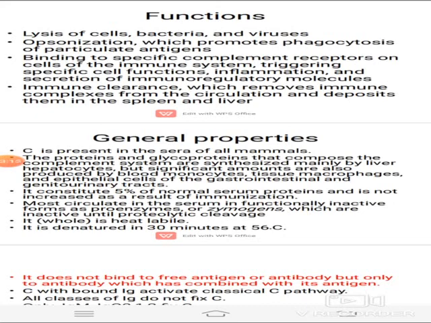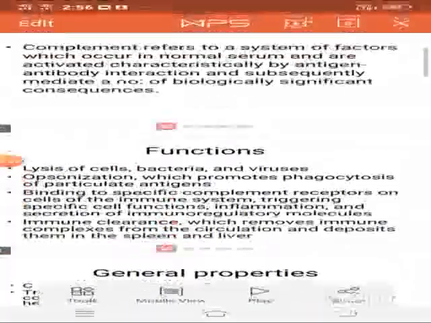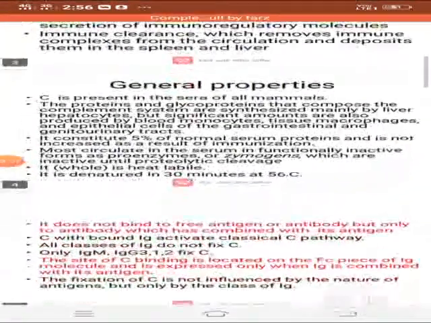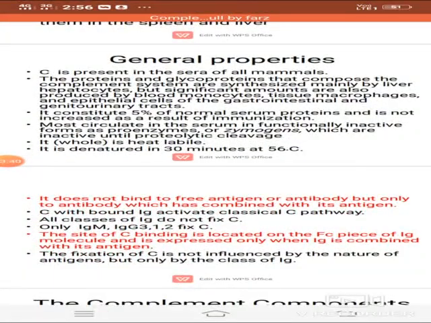Most circulate in the serum in functionally inactive forms, as proenzymes or zymogens, which are inactive until proteolytic cleavage. So it is inactive and becomes active only after proteolytic cleavage, as mentioned in the definition. And it is heat labile: it is denatured in 30 minutes at 56 degrees Celsius.